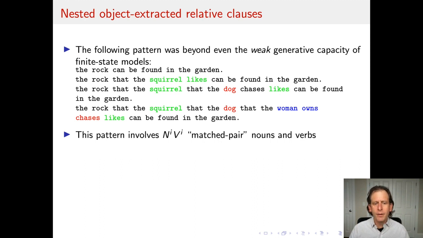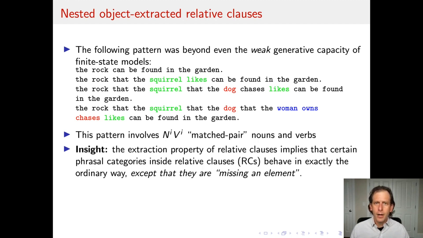Note that this pattern involves what we might call n to the i, v to the i matched pair nouns and verbs. So I've color-coded, in fact, the matching nouns and the verbs that they are the subject of. And that n to the i, v to the i pattern was enough to make these examples outside of the weak generative capacity of finite state models, because as you may recall, finite state models cannot handle that arbitrary matching pair problem.